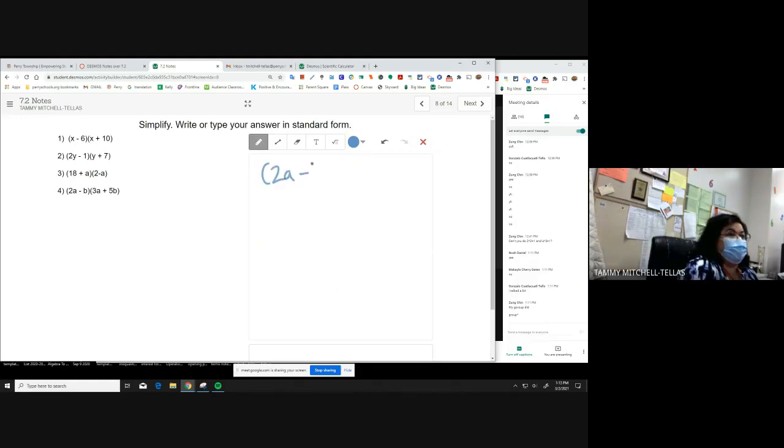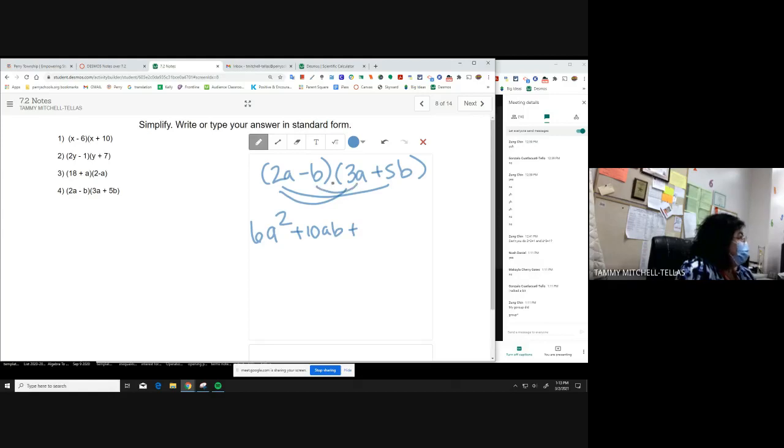So 2a minus b and 3a plus 5b. Okay, what's 2a times 3a? 6a squared. Okay, what's 2a times 5b? 10ab. Good. What is 3a times negative b? Negative 3ab. I've got a plus there. And then the last one would be negative b times 5b. So that's negative 5b to the second, right? So then I can add these two in the middle. So 6a squared stays plus 7ab minus 5b squared. Make sense?